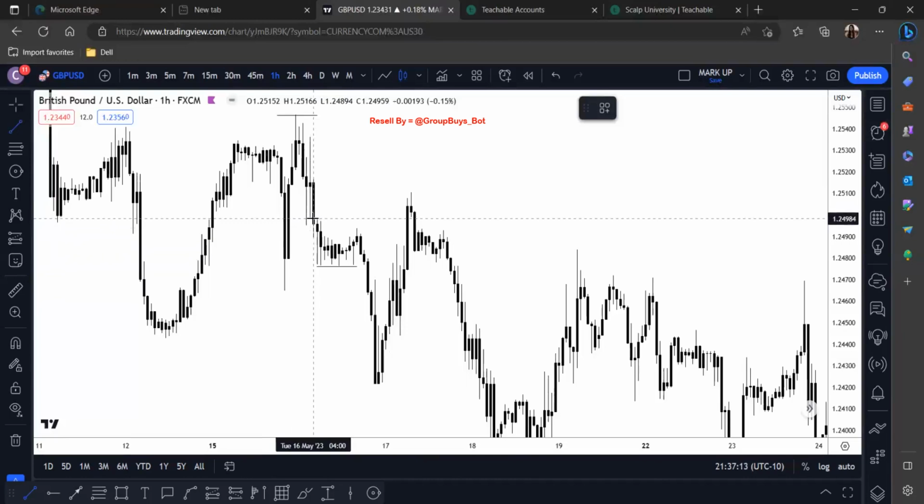We wanted to take out all these highs right here because it was a mini consolidation, probably in a lower time frame. So price had taken out all these highs.